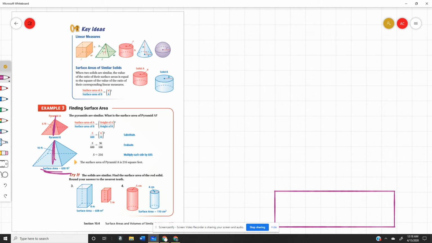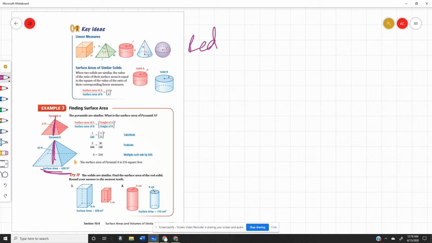All right. Do the try it. Pause it. Do the try it. I'm going to start working on the try it now. All right. It says the solids are similar. Find the surface area of the red solid. Round your answer to the nearest tenth. Okay? So we have red over blue. And this is surface area.